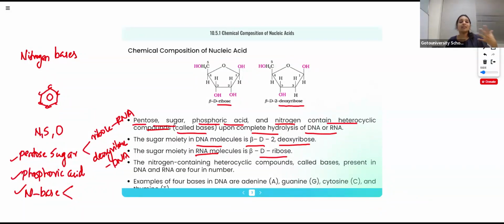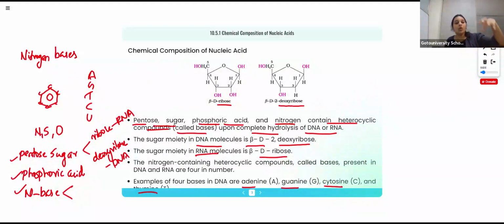Then what are these nitrogen bases? Nitrogen bases are of mainly different types. Adenine, guanine, cytosine and thymine. One more is there, that is uracil. These are the different types of nitrogen bases. What are the nitrogen bases? Adenine, guanine, thymine, cytosine, uracil.